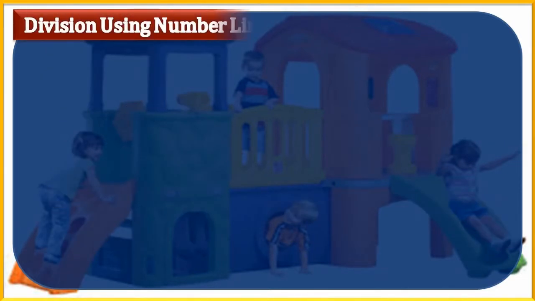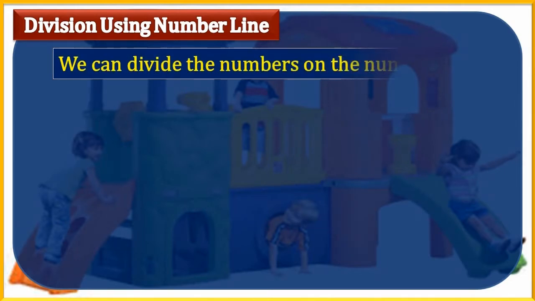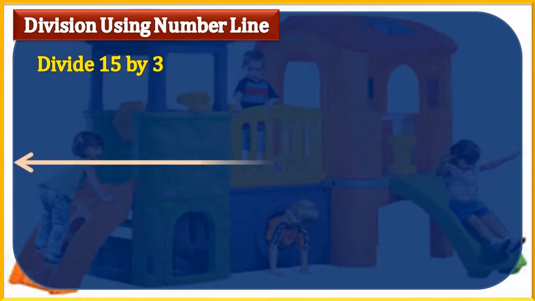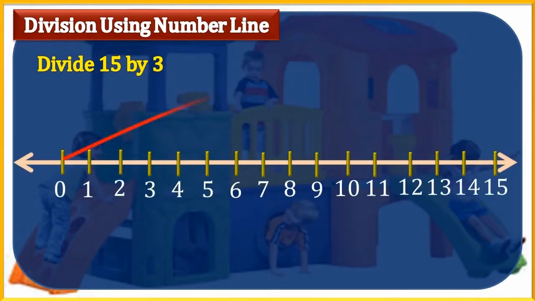Division using the number line. We can divide numbers on the number line. Suppose we have to divide number 15 by 3. So, for getting the result, we first move up to 15.